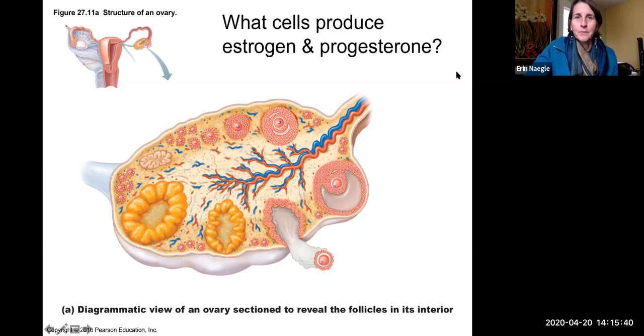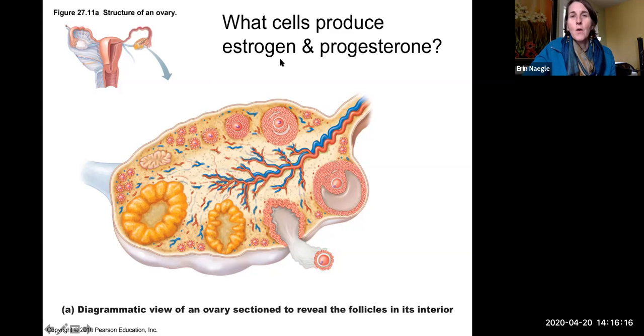So let's look at our questions here. What cells produce estrogen and progesterone? It's the follicular cells that surround the egg. The egg here is being depicted by this circle with a purple nucleus inside of it. It's not actually purple, but that would be exciting if it was. So these cells that surround the egg, or the oocyte or the ovum, depending on which book you're reading, are the ones that are actually producing the estrogen and progesterone.